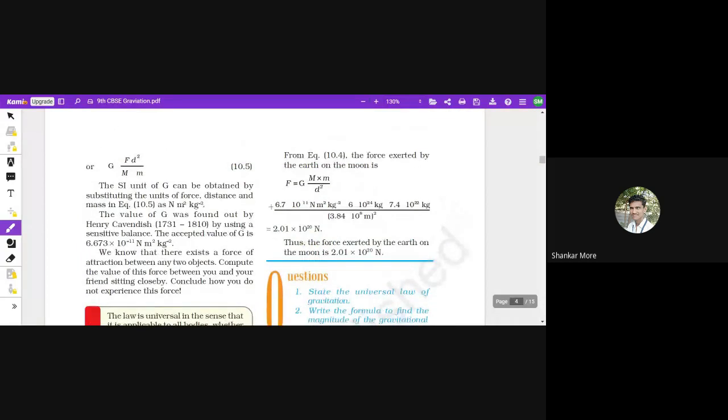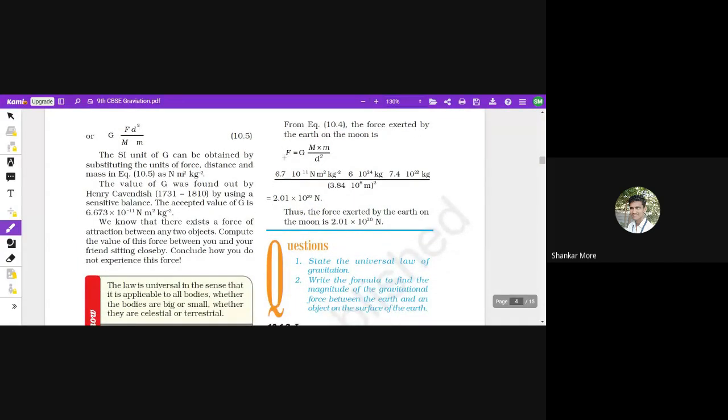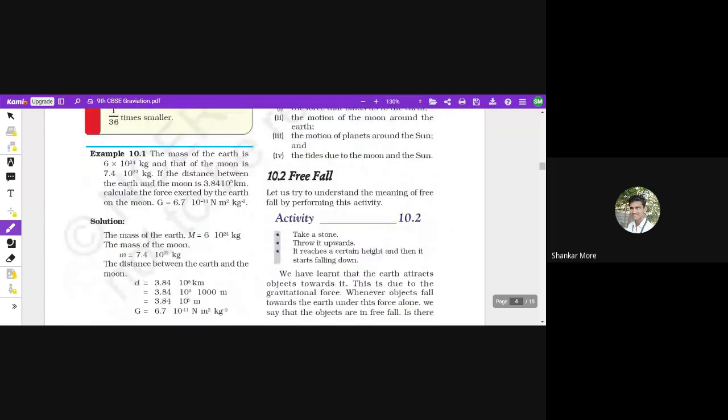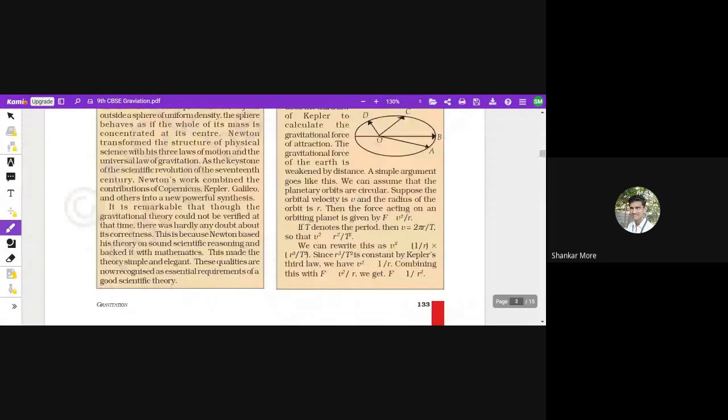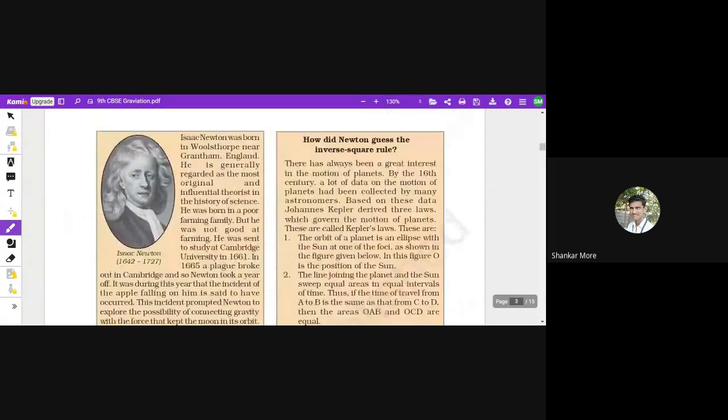नाउ स्मॉल जी के बारे में हम डिस्कस करेंगे, बट बिफोर दैट हियर इज वन एग्जांपल. यहाँ पे एक एग्जांपल दिया है. सो सी, ओके, एग्जांपल जो है वो हम बाद में करेंगे. बिफोर दैट विल जस्ट डिस्कस अबाउट आइजैक न्यूटन.